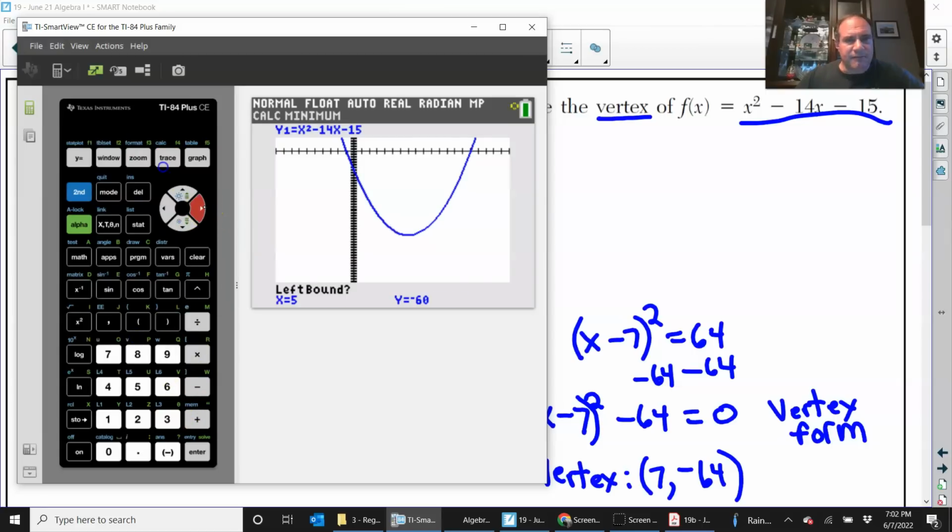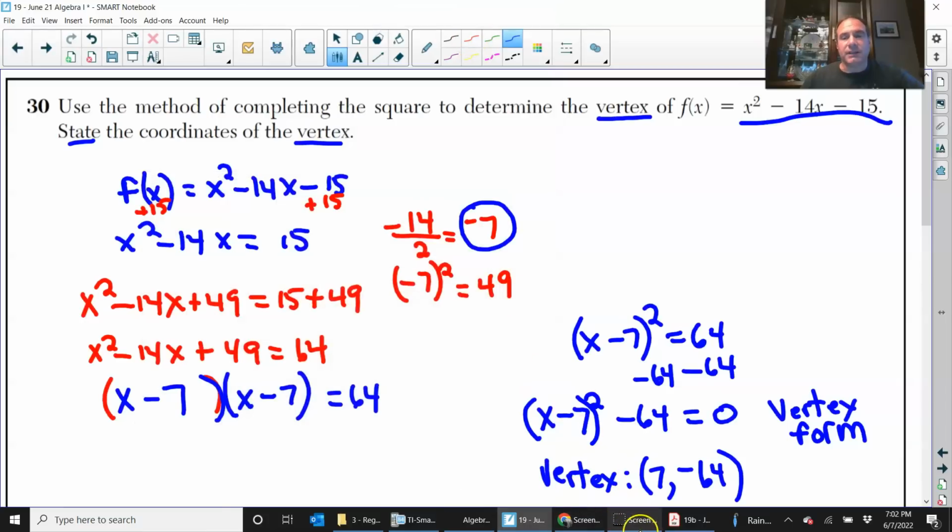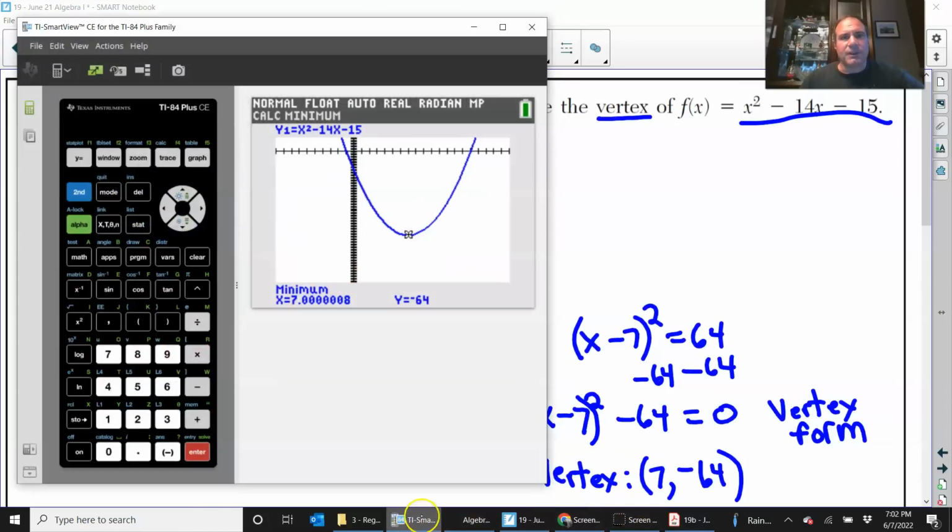And you see it says left bound. I'm just going to move it over a little bit. You don't really have to. You press enter. And then right bound, I'm going to move it over to the right side of the lowest point. And then it says guess, and I'm not going to touch it. And I'm going to press it again. And it's 7, -64. I checked it out. It works. It's perfect. We're done. All right.